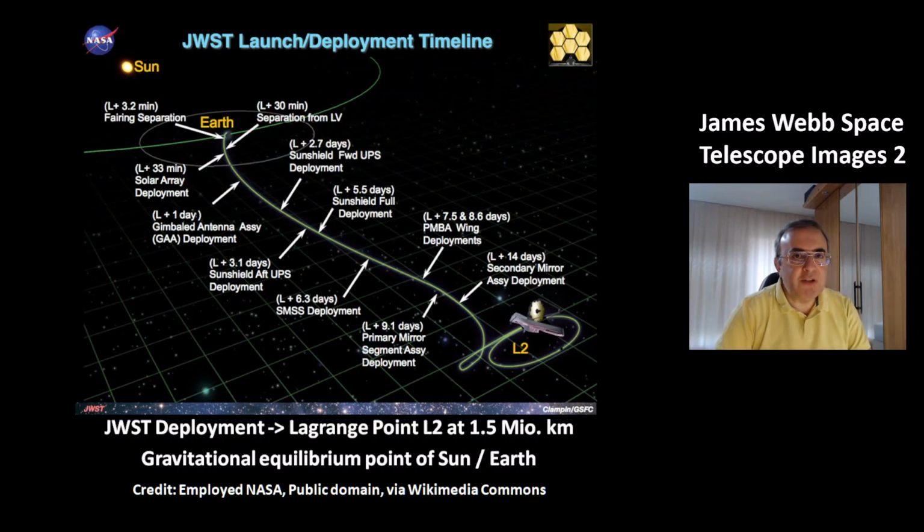James Webb Space Telescope was deployed 1 year ago, on December 25th, 2021, at the Lagrange point L2 at 1.5 million kilometers distance. Lagrange points are gravitational equilibrium points of Sun and Earth.